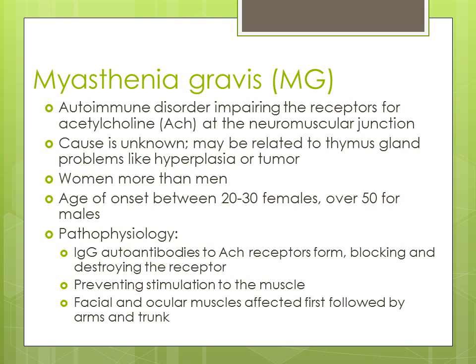And the onset is going to be about 20 to 30 years old for females. For men, it usually will present after 50 years old. And basically what happens is there are IgG antibodies, autoantibodies that attack the acetylcholine receptors, and they block and destroy that receptor. And so it prevents stimulation to the muscle. The first muscles to be affected are going to be the facial and extraocular muscles, and then the arms and the trunk.